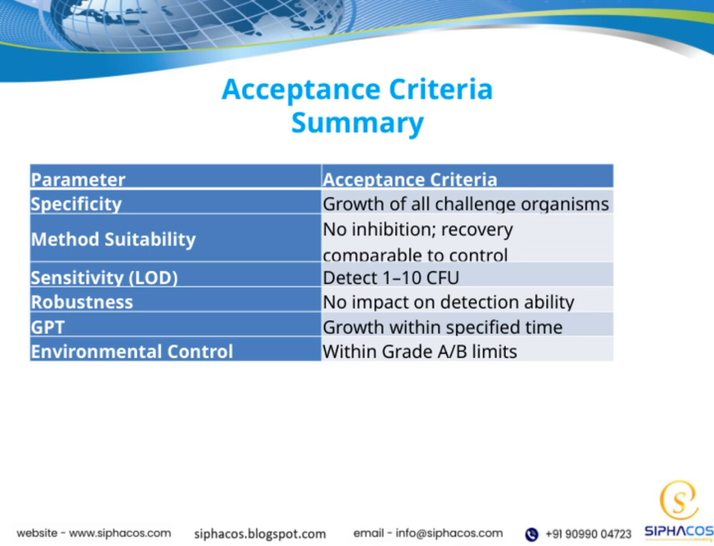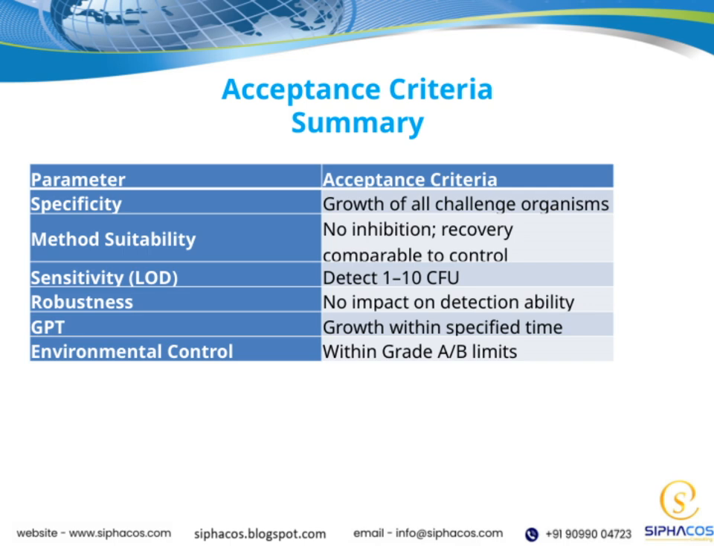Sensitivity, or our limit of detection, should be able to identify between 1 and 10 colony-forming units, which is quite a sensitive threshold. Robustness is also key. It means our detection ability shouldn't be impacted by minor variations in the process. Regarding GPT, growth should occur within the specified time, ensuring timely results. Lastly, environmental control must stay within grade A or B limits, maintaining the proper conditions for accurate testing.